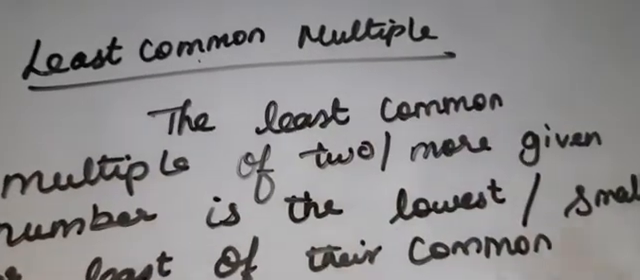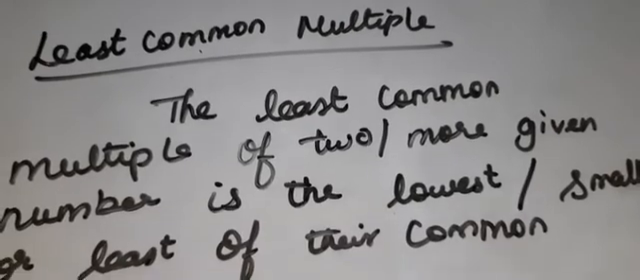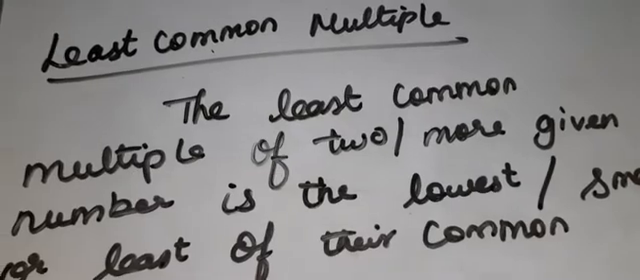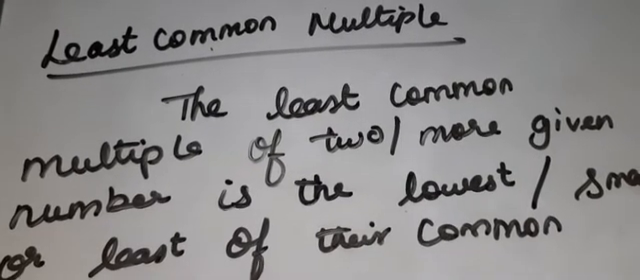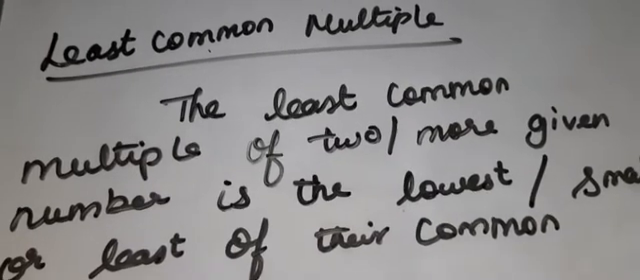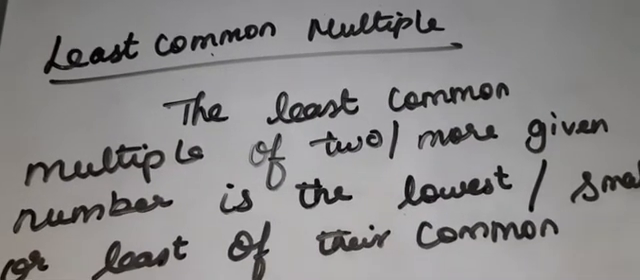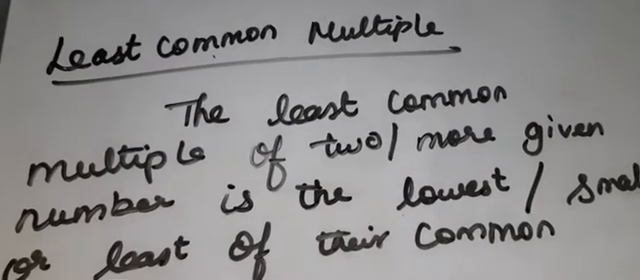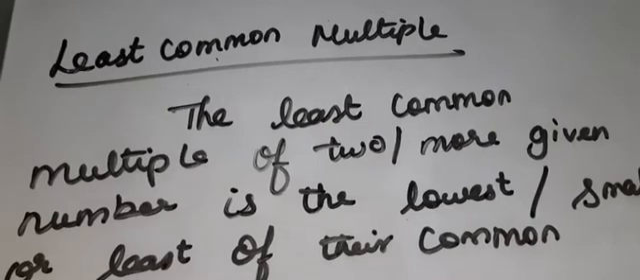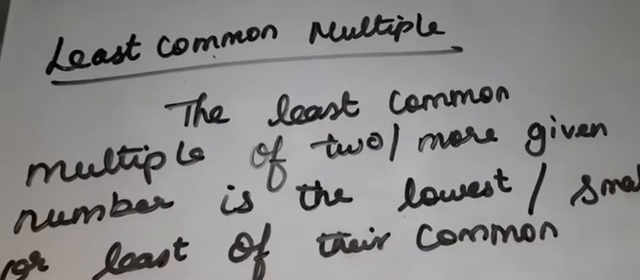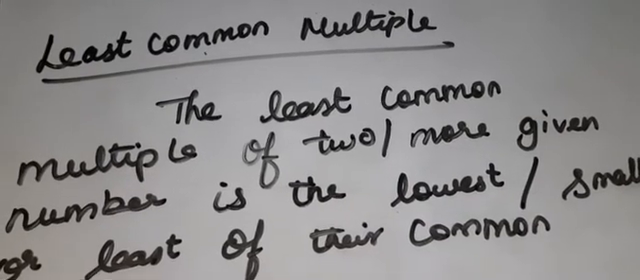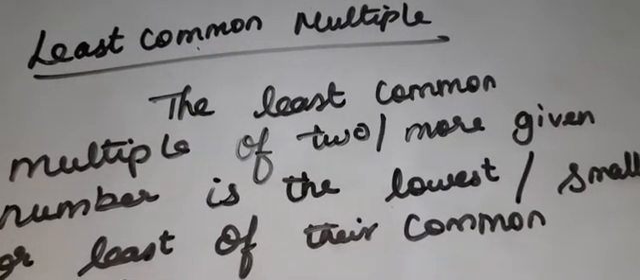Least common multiple. So far you have learnt what is meant by HCF, and we have solved problems based on the concept of HCF. HCF means highest common factor. If they have given any two numbers, we first find their factors. Then after finding the factors, we write the common factors and find the product of them. The product that we get is the HCF of the given two numbers.